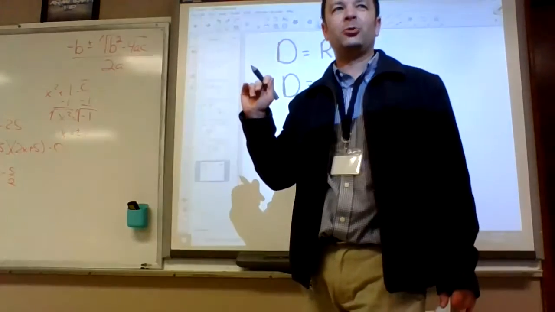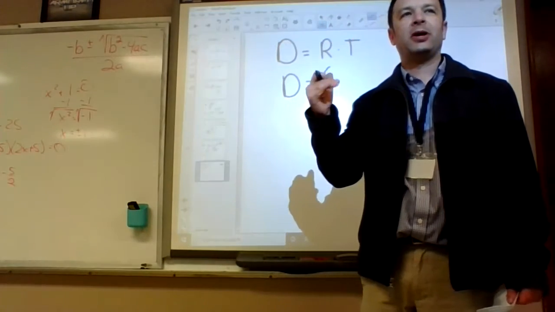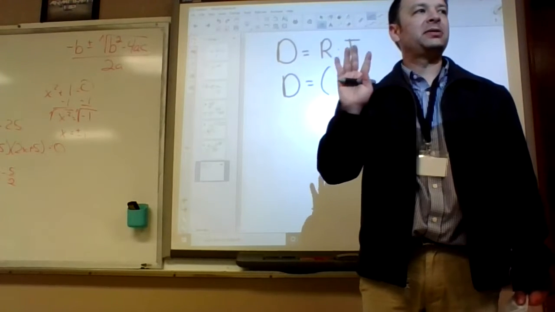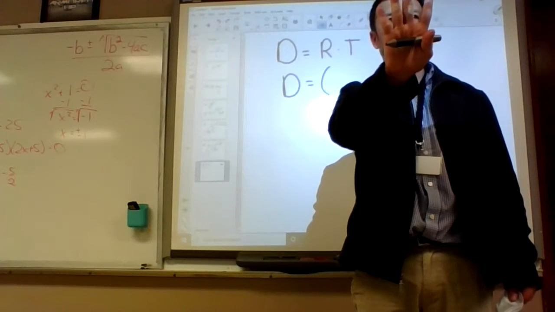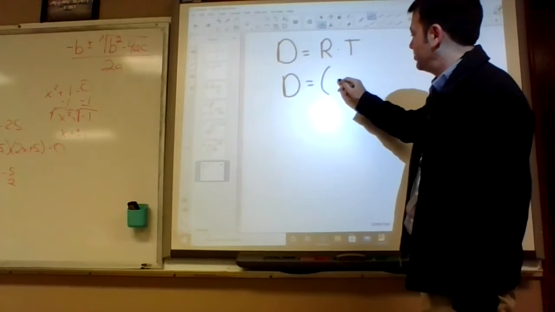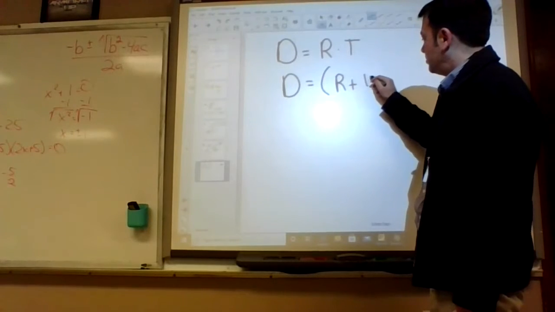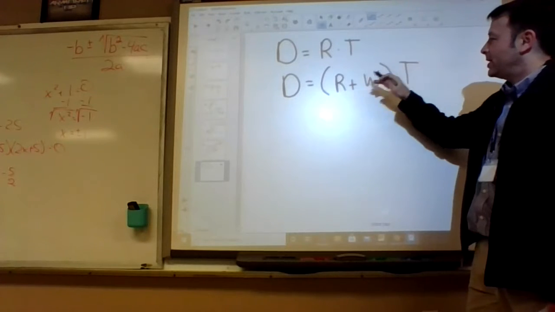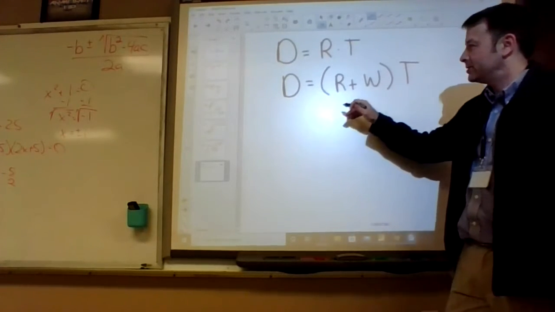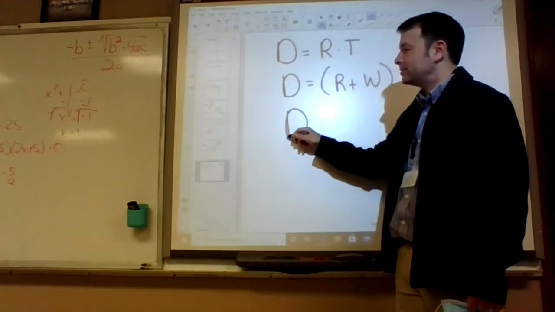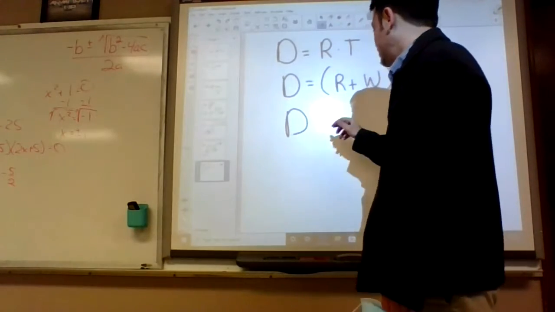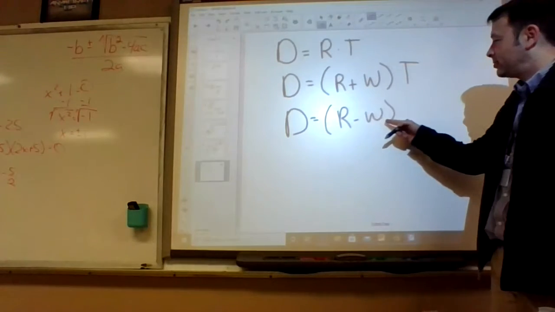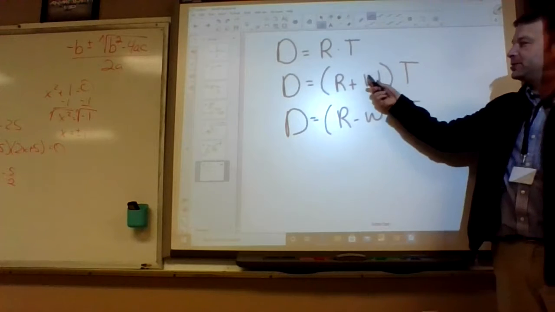Do you guys know what a tailwind is? Or a headwind? Okay, tailwind means it's pushing your tail, so you're going faster. So a tailwind would be adding the wind speed to your normal speed, basically. So your rate is going to be amplified by a tailwind. The headwind, however, hitting you in the head, is slowing you down. So the normal speed on a headwind will be going against the wind, slowing you down. So these are the two that we're using today.